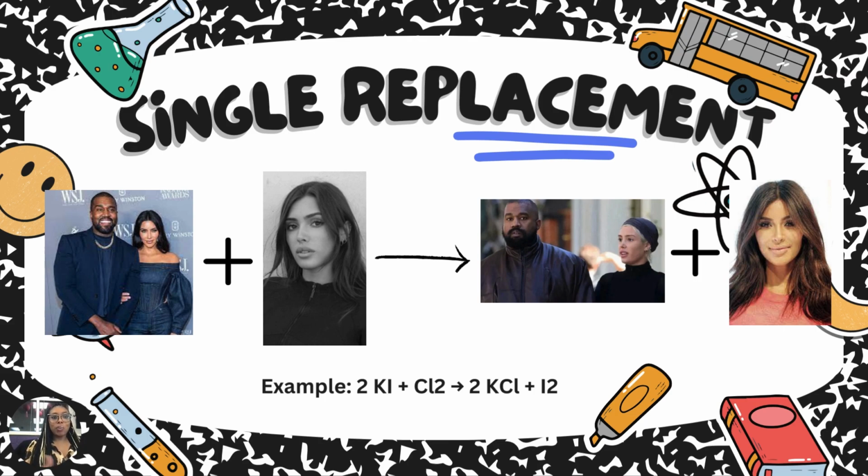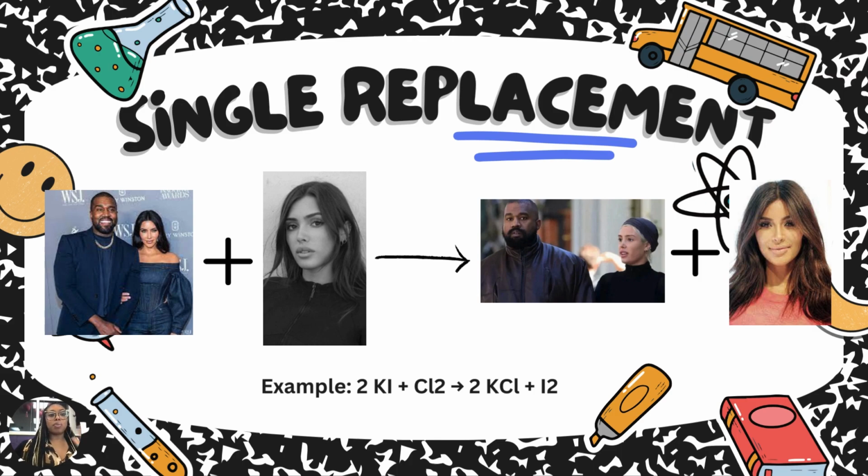So here we have Kim and Kanye. Again, they started as a married couple, so we're following the Kim and Kanye story. At the time that they were married, there was a single woman, and I believe her name is Bianca. She was single at the time that they were married, and when I say single, I mean not married. And then what was produced once Kim and Kanye broke up, Kanye then married Bianca and now Kim is single.